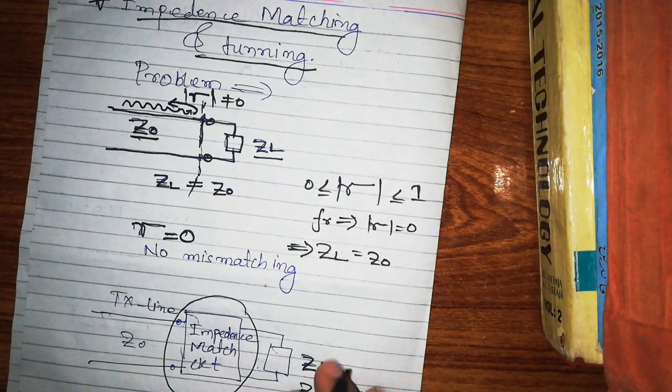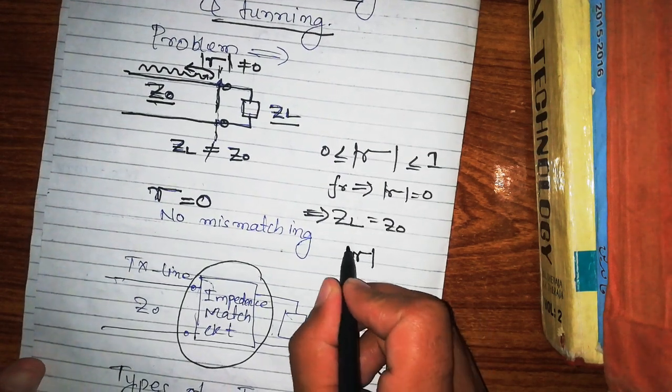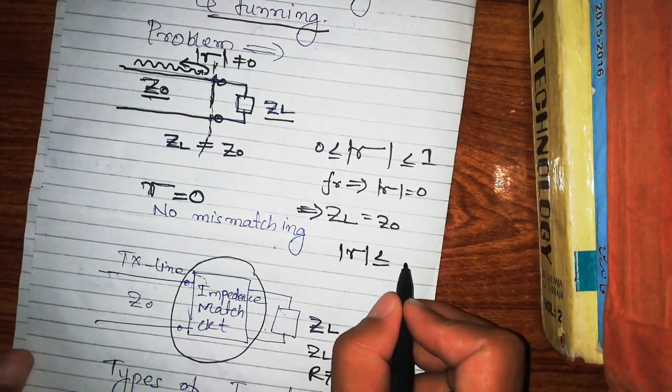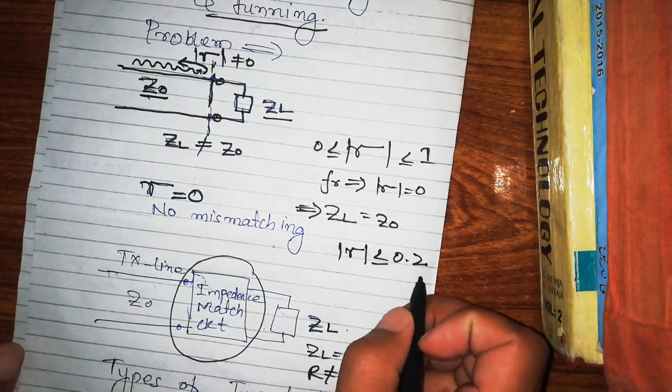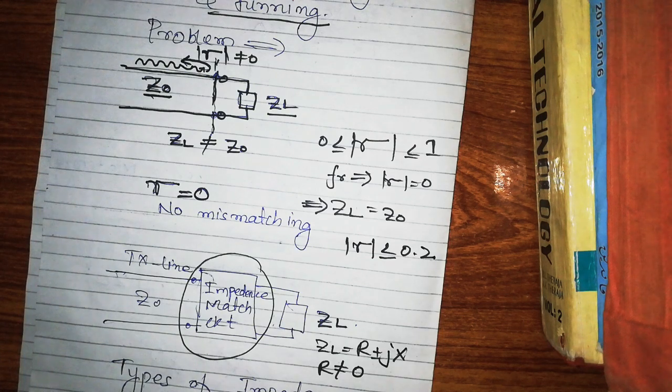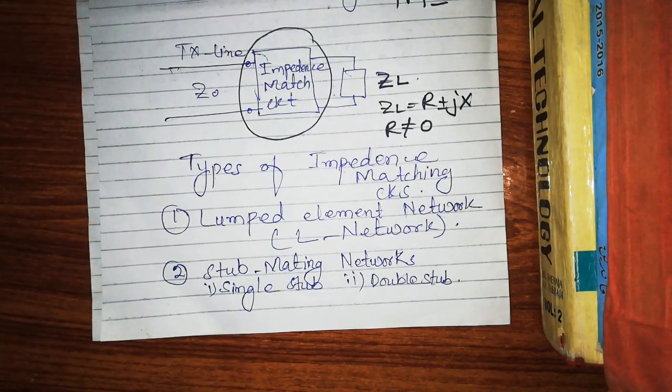So normally we accept all those frequency ranges for which the value of the reflection coefficient is less than or equal to 0.2. So this will make our bandwidth. That range of frequencies for which the reflection coefficient value is 0.2 or less will be the bandwidth of the impedance matching circuit. Now coming toward the types of impedance matching circuit.